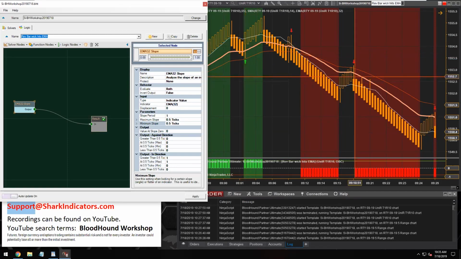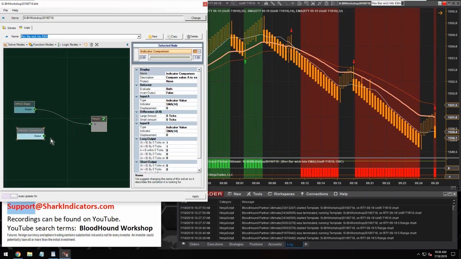So the EMA needs to be below the high but above the open for a down candle. And then if it's an up candle or a long signal, then the EMA needs to be above the low but below the open. So we're going to need to set up a couple of comparison solvers to do that checking for us. So let's grab a comparison solver, and let's connect this up.